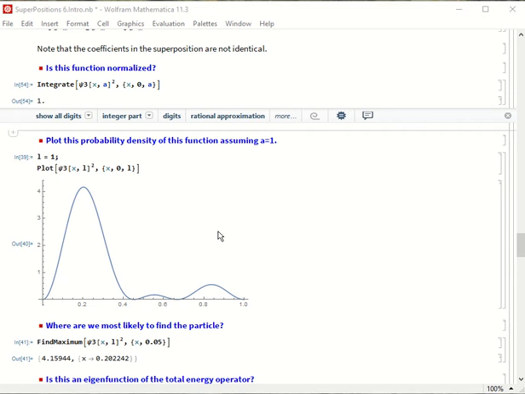All right, so what we're saying here is that we have a normalized function, which is a linear combination of 3 energy eigenfunctions, meaning there are 3 possible energy outcomes, and we have a probability distribution given by this, which shows a maximum at x equal to 0.20.